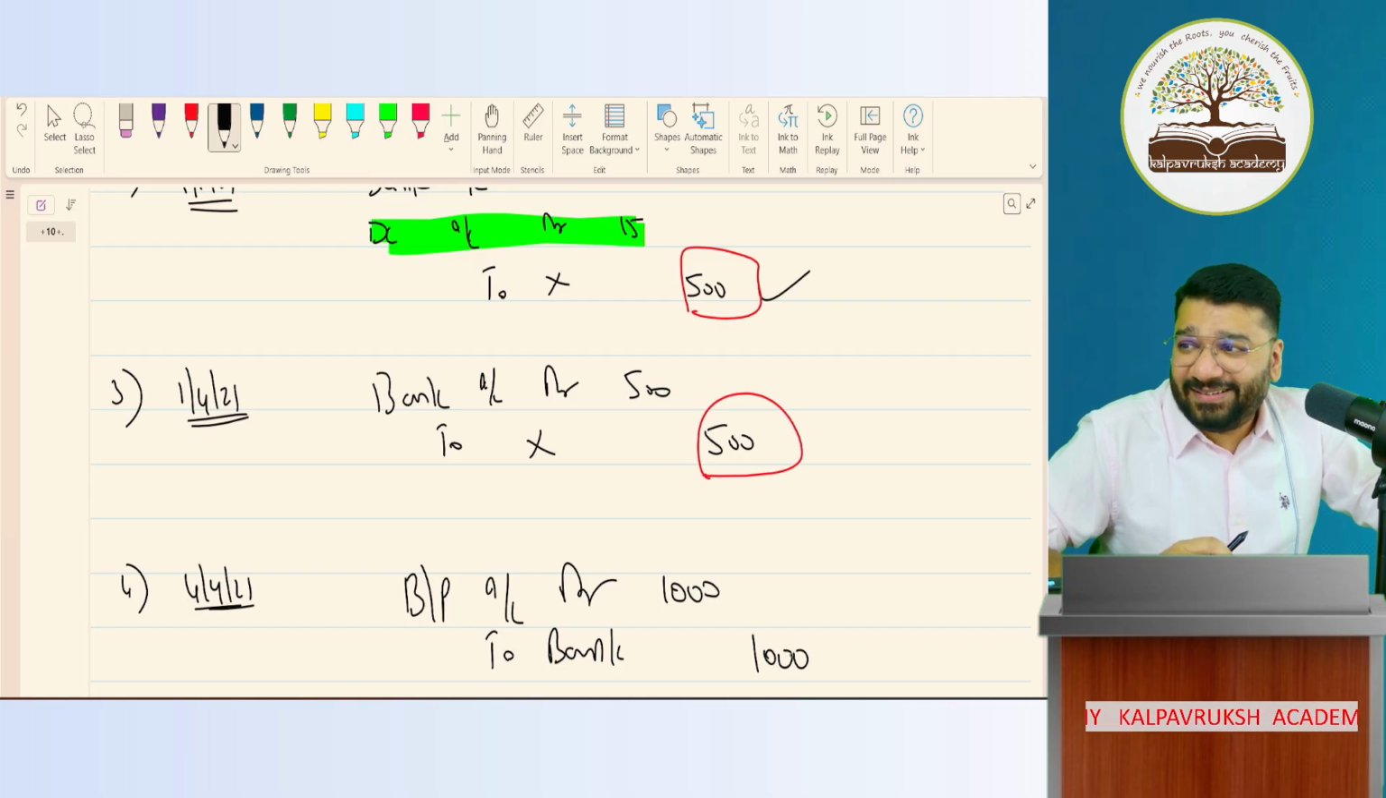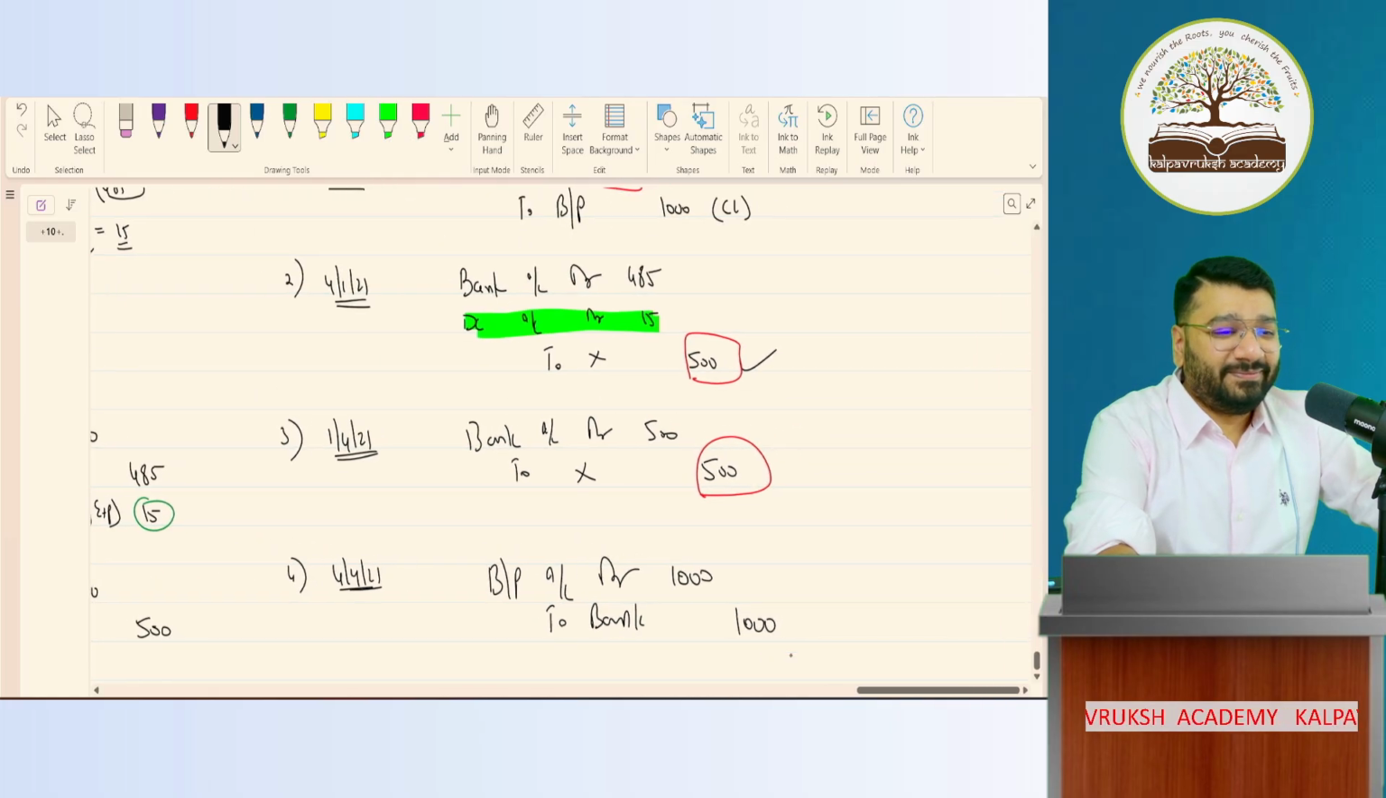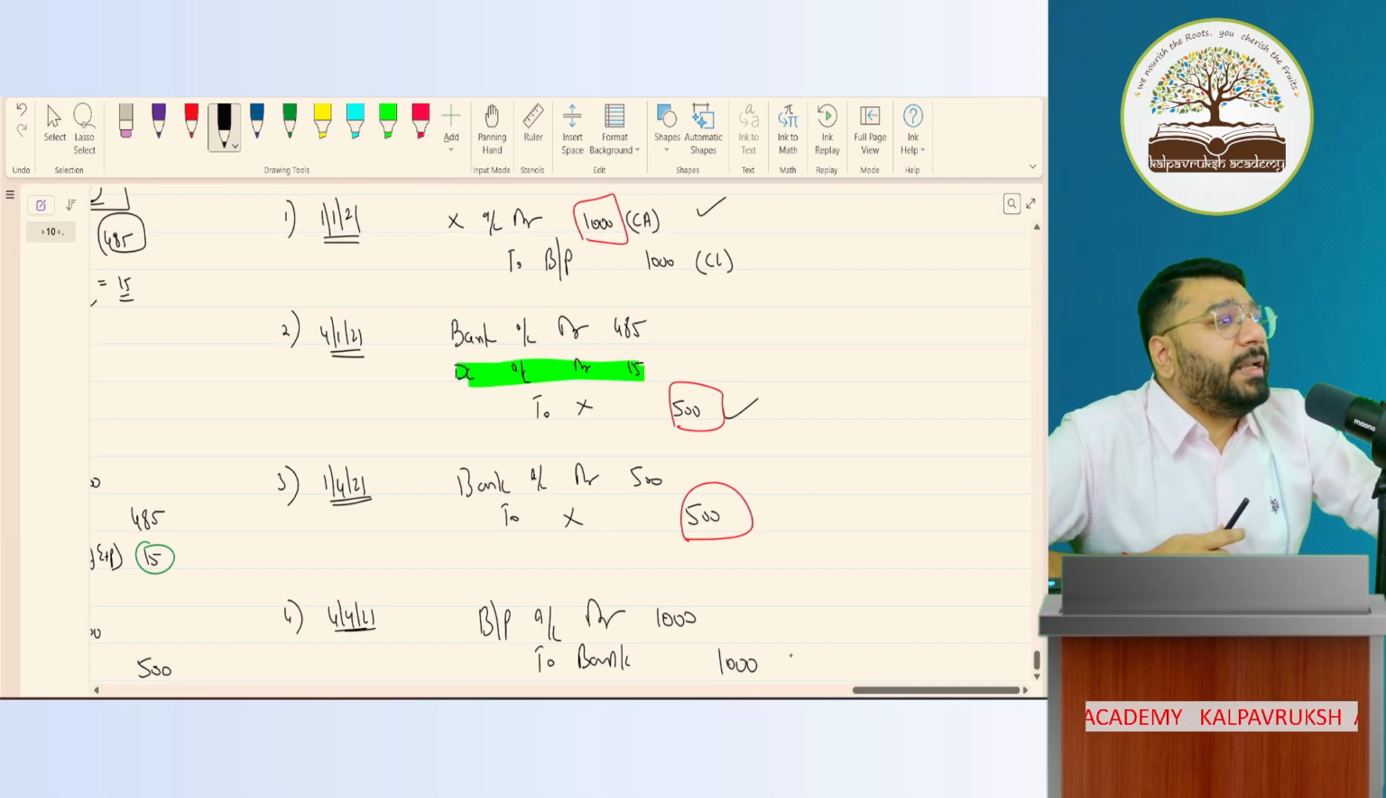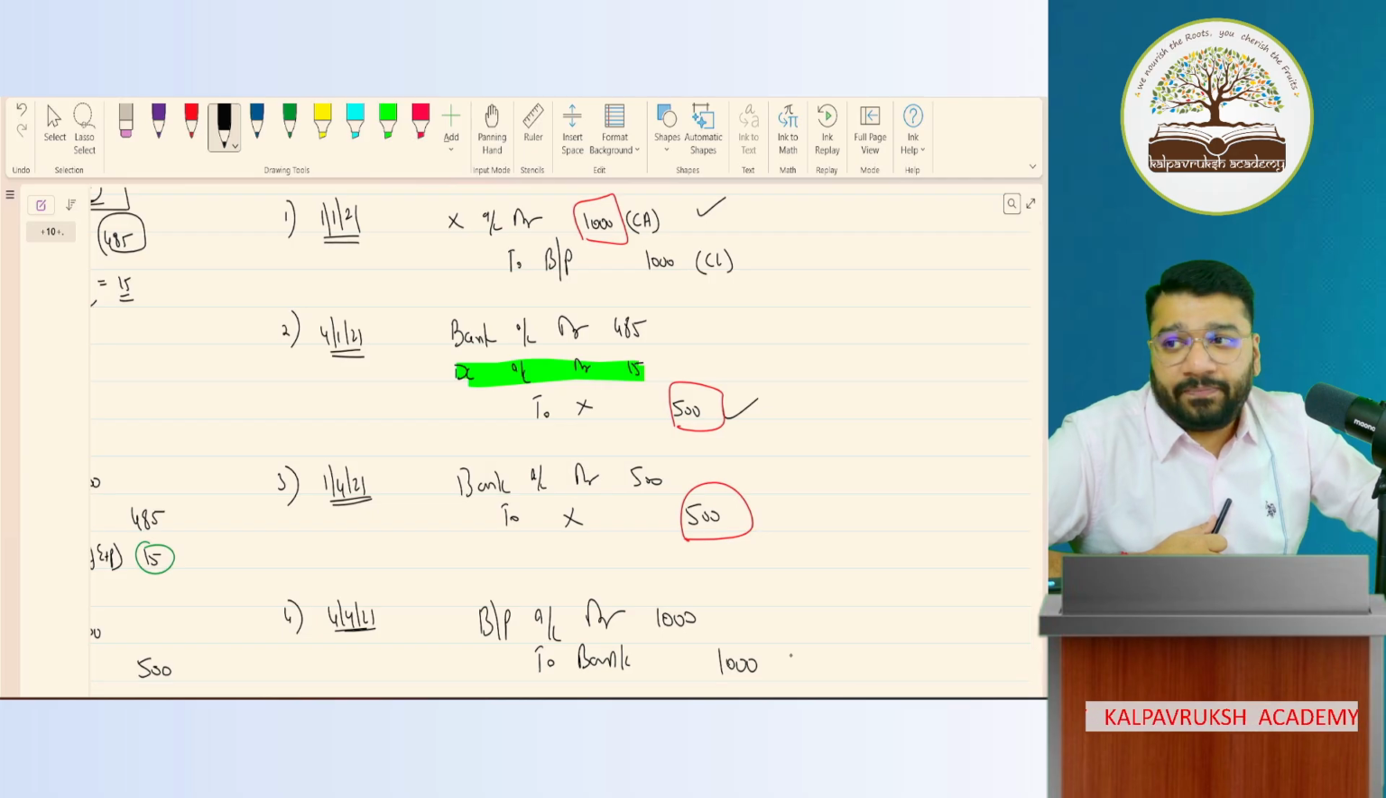Girls are not responding, only boys are responding. This is called as accommodation of drawer and drawee. Okay? Okay. Case 3 also same only.